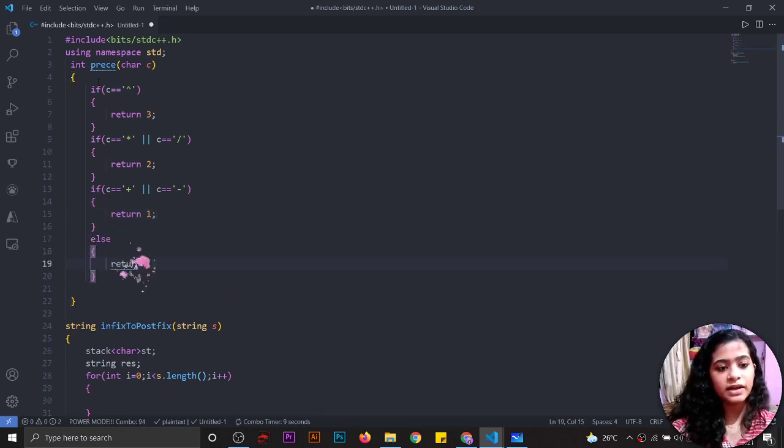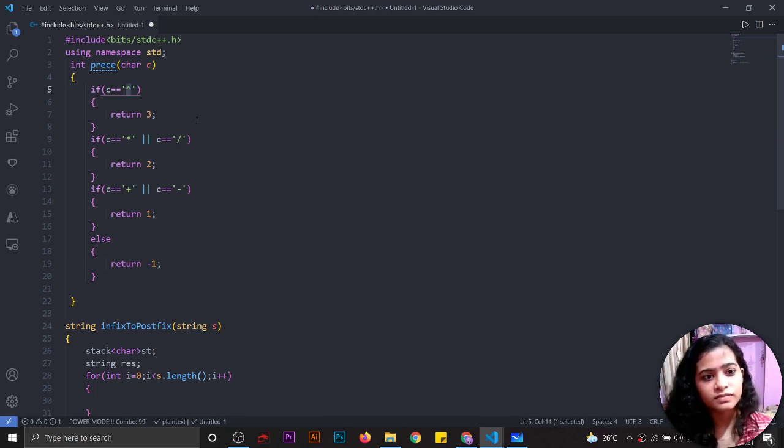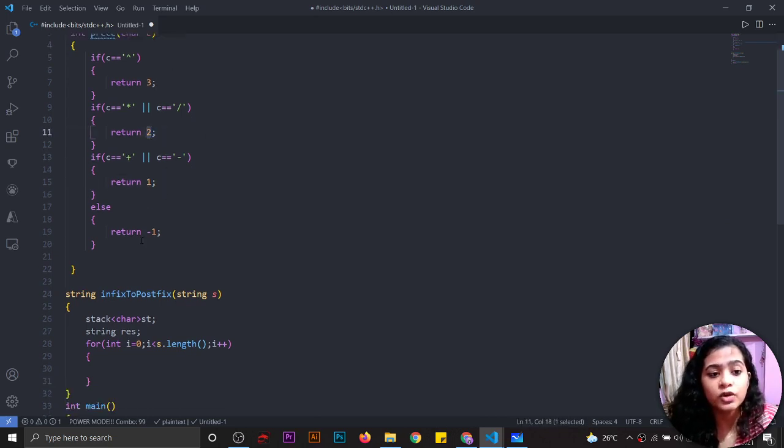Else no operator will be present, so return minus 1. I have taken this 1, 2 and 3 because as this operator is having greater priority, so we will compare. If 3 is greater than 2, so 3 we will solve first. If 2 is greater than 1, it will be greater only. So 2 will be solved first. That's why I have taken 3, 2, 1. And for minus 1, no operator will be present, so it will return minus 1.